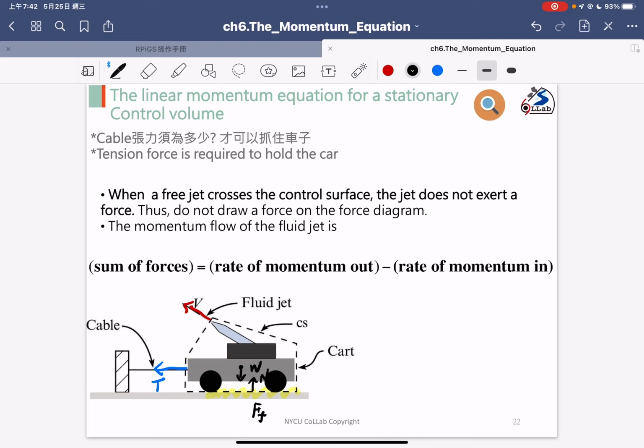So consider all of the forces, and we can draw the force diagram, which will equal the net momentum flow. In this question, we only have the momentum flow rate related to the flow out, so we don't have the terms for the inflow. So you can make a very quick balance between the forces projected into the x and y directions, and the momentum out, which we can also project into the x and y directions.